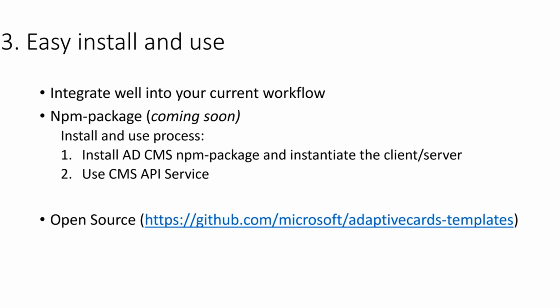So we are planning to deploy our project as an NPM package. So all you need to do if you want to use our product in the future, you need to install our Adaptive Card CMS NPM package and instantiate the client and server side. And then you can import our service and then use our API service right away. And also I wanted to point out that our project is open source, so you can check out our GitHub repository to see our code base.